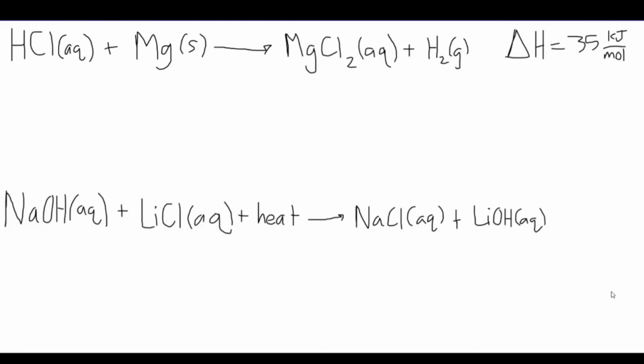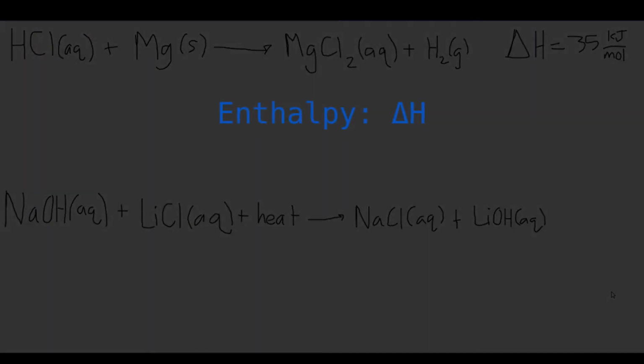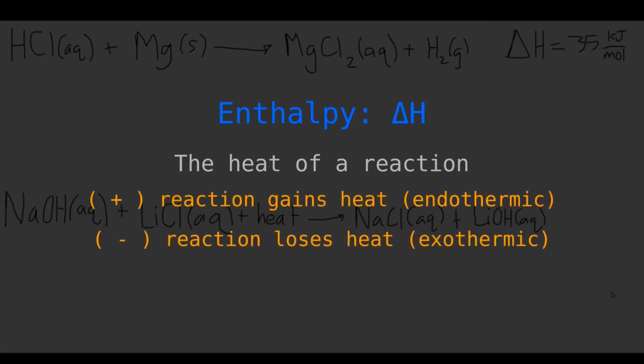First, each chemical reaction has its own enthalpy value, represented by delta H. Enthalpy is the heat of a reaction, which can be represented by a positive or negative value. If enthalpy is positive, the reaction is endothermic, meaning the reaction takes heat as a reactant. If enthalpy is negative, the reaction is exothermic, meaning the reaction releases heat as a product.